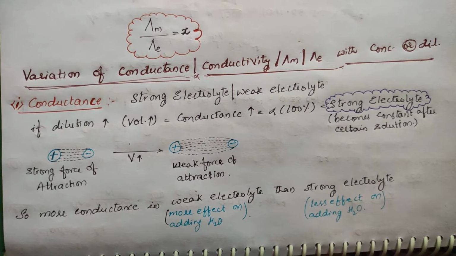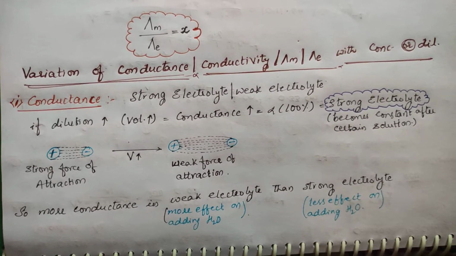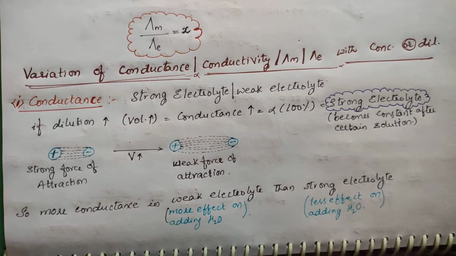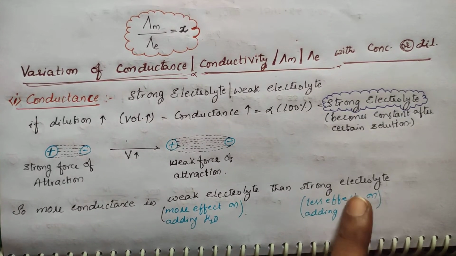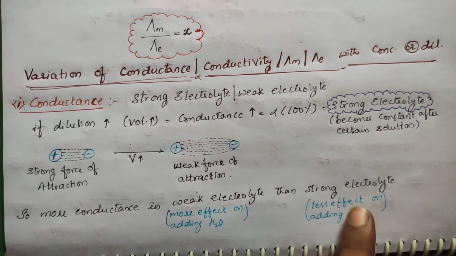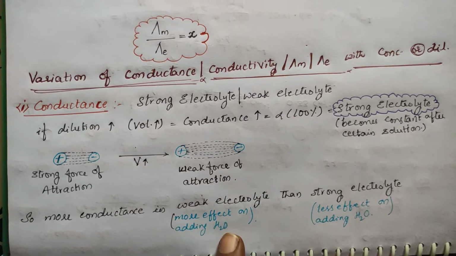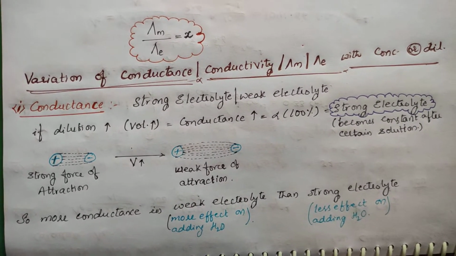It will be going on increasing. Why is it going on increasing? Because you will not get complete dissociation of the weak electrolyte in the solution. But for a strong electrolyte, with the addition of some amount of water, it reaches the maximum value. For this one, the degree of dissociation is very low, so it will not reach a constant value.